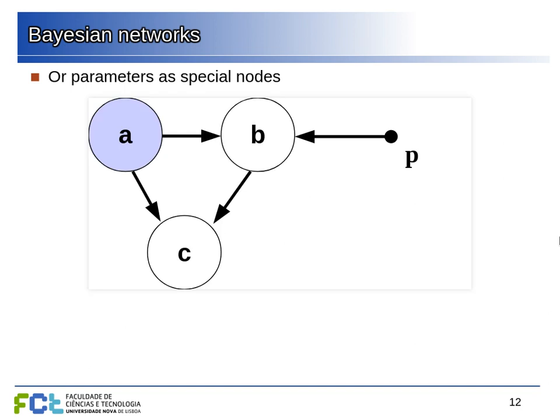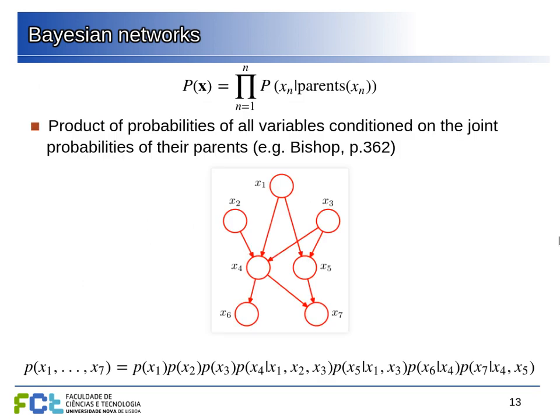We can also represent parameters as special nodes, because these are not random variables but the parameters of some model, and we can include them in the graph. To compute the joint probability distribution, we have to multiply all the conditional probabilities of each variable conditioned on its parents. The exception are those variables that have no parents, and those appear alone.